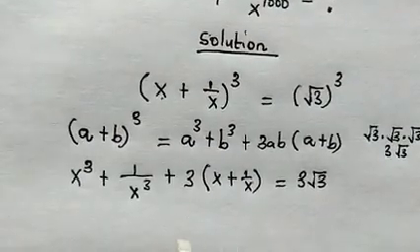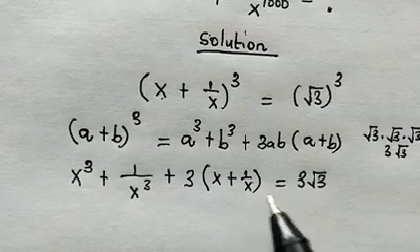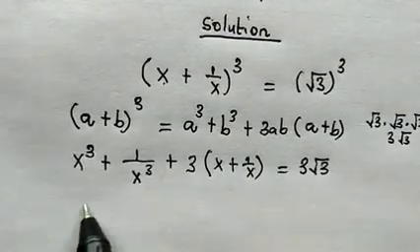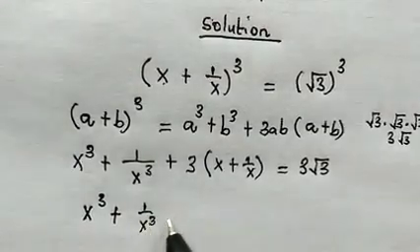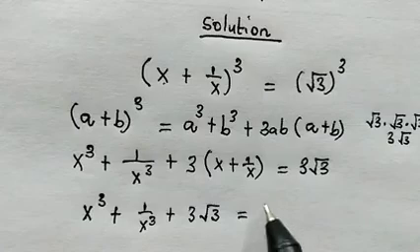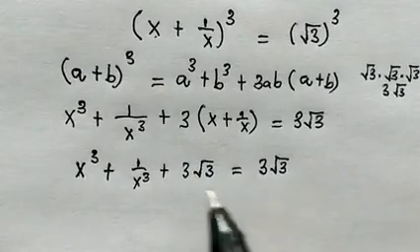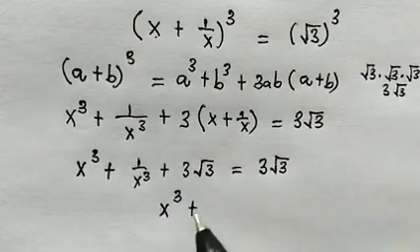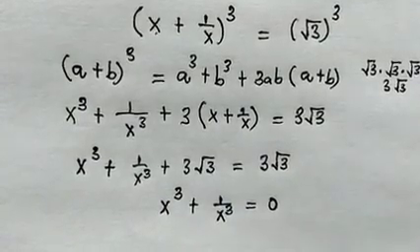Okay, so from here, we know that according to the given equation, x plus 1 over x is equal to root 3. So we're going to substitute the value here. So we get x cubed plus 1 over x cubed plus, so put the value, we get 3 root 3. This is equal to 3 root 3. In our next step, let us subtract 3 root 3 from both sides. So we get x cubed plus 1 over x cubed is equal to 0.